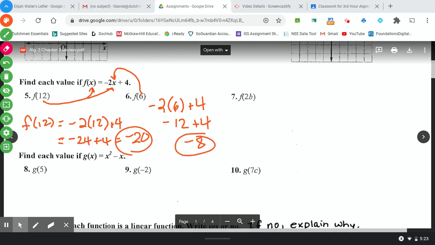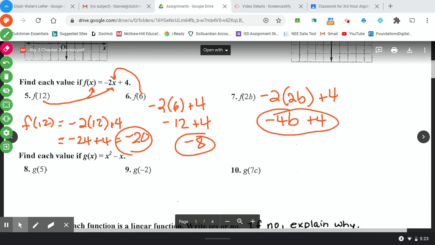Over here, we have 2b. So again, we're going to take that 2b and put it in for x. So negative 2 times 2b, plus 4. Well, negative 2 times 2 is a negative 4b plus 4. That cannot be combined any further, so you have to just leave it just like that: negative 4b plus 4.